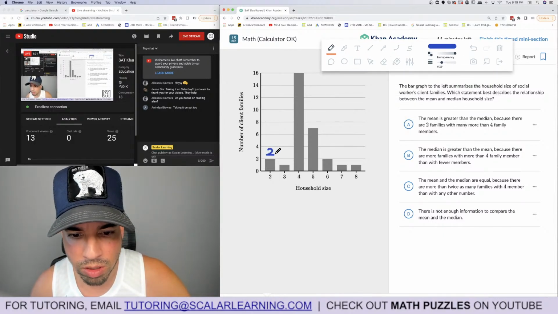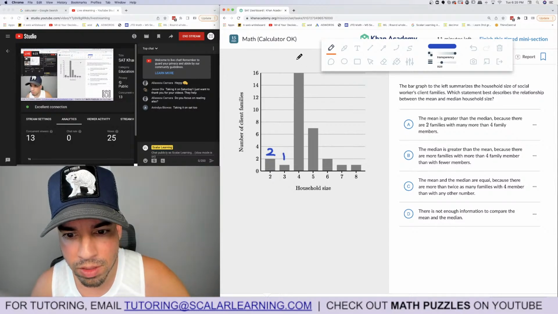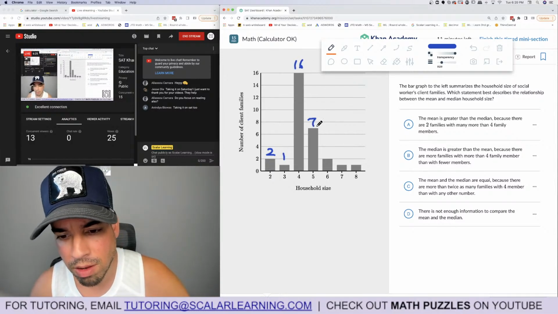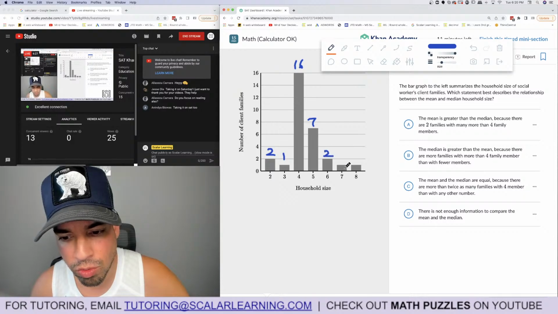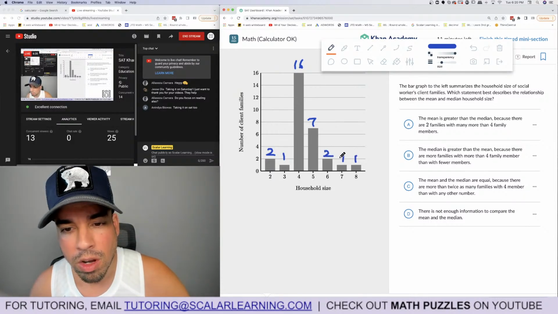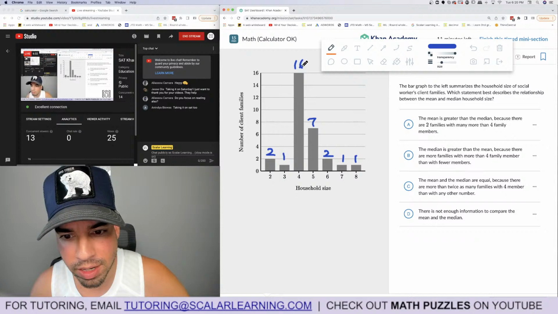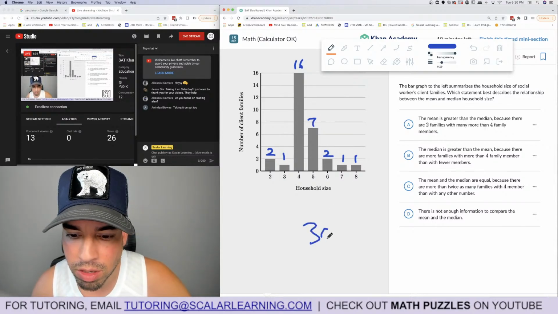So this is number of families. I'd like to write the numbers 2, 1, 16, 7, 2, 1, 1. Okay, so how many people were surveyed? 3, 19, 26, 28, 29, 30. So this is out of 30 people.